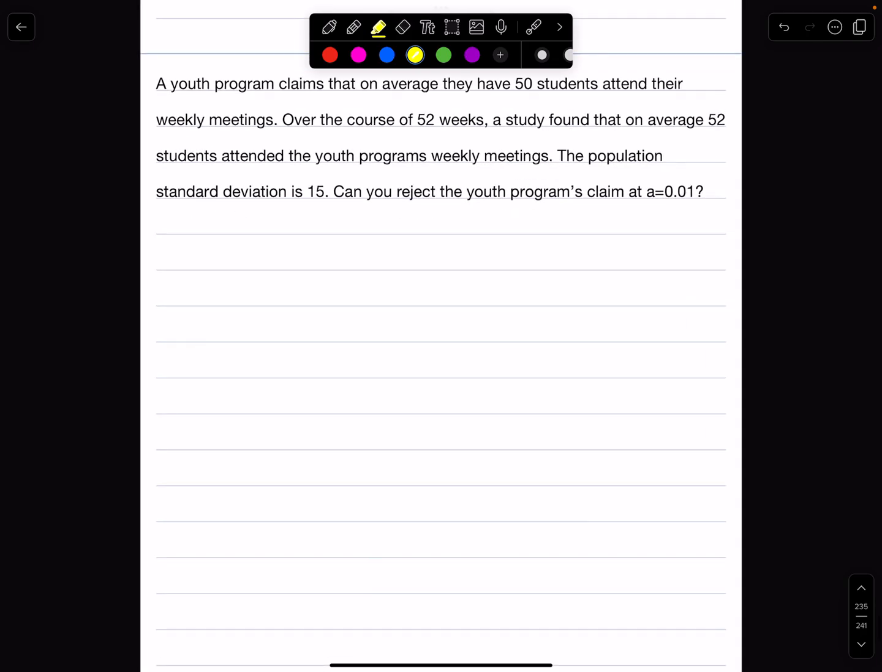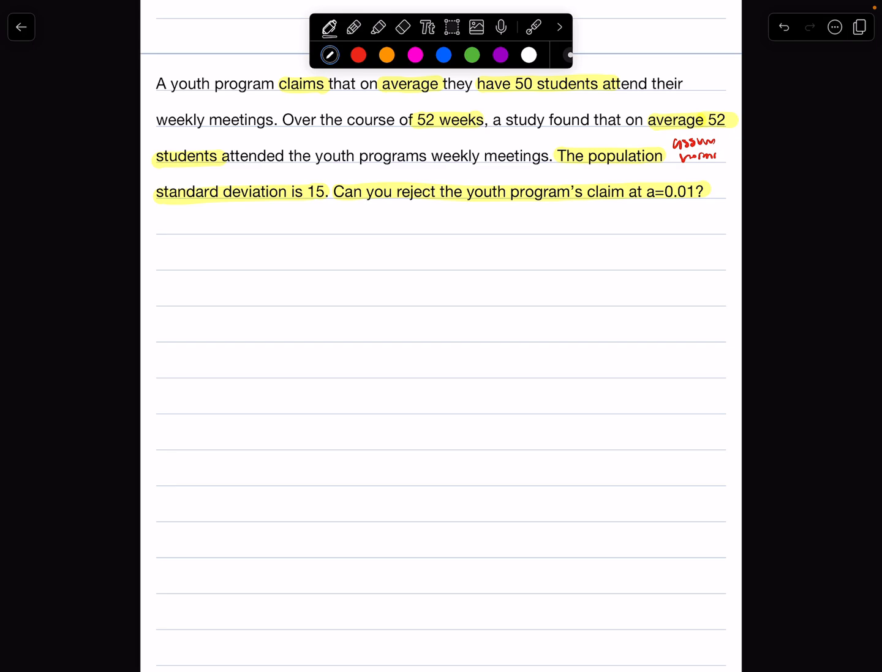A youth program claims that on average they have 50 students attend their weekly meetings. Over the course of 52 weeks, a study found that on average 52 students attended the youth program's weekly meetings. The population standard deviation is 15, and again, assume normally distributed. Can you reject the youth program's claim at alpha equals 0.01?